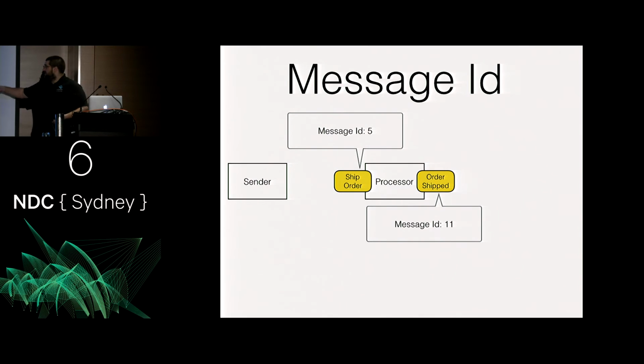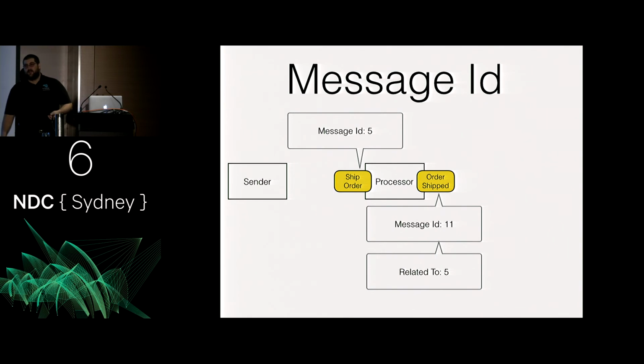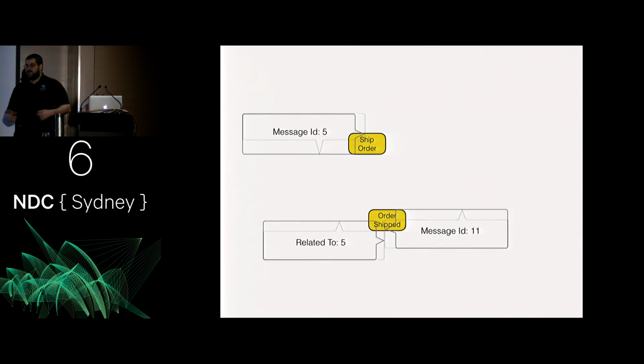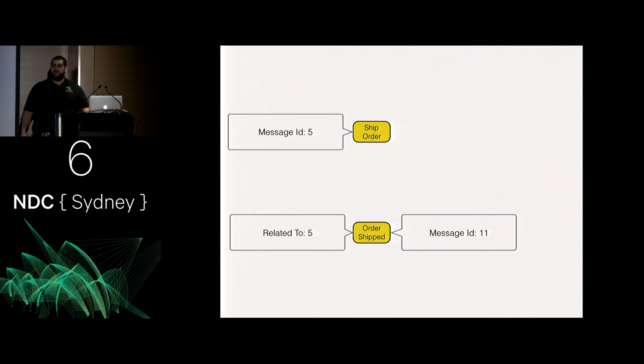So when this order shipped event is going out, we're going to copy the message ID from here into a new metadata field onto the outgoing message called related to. Now, because we've done that for every message in the conversation, whenever we're looking at this bag of messages, we can figure out for each one which message caused it. Which means we can show a certain type of visualization called a message flow. And we can show that ship order led to order shipped happening.